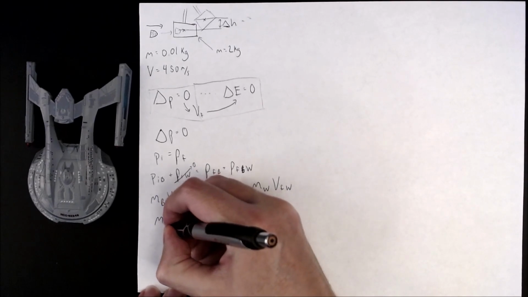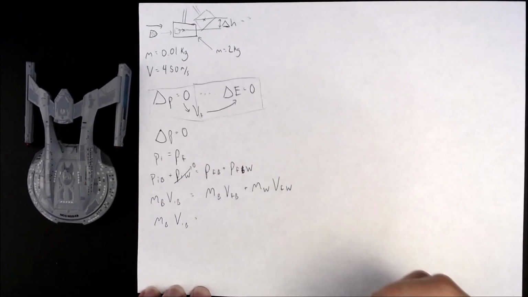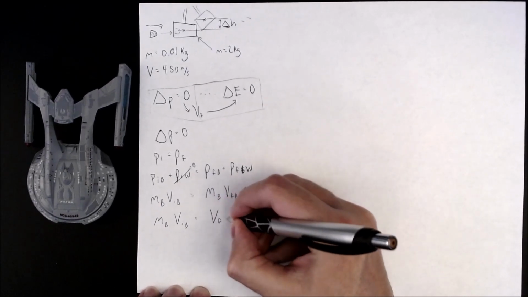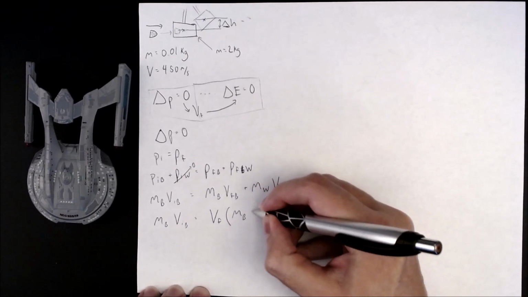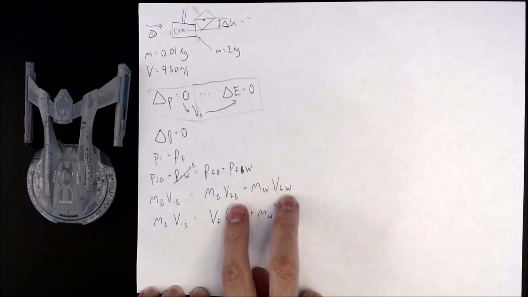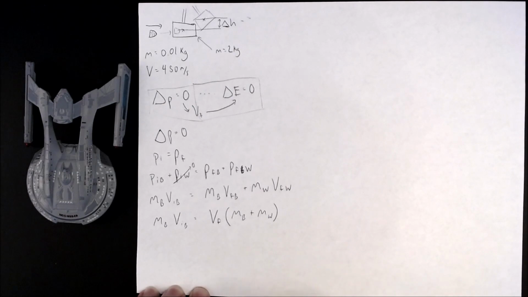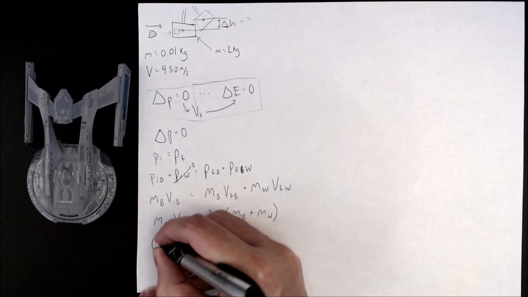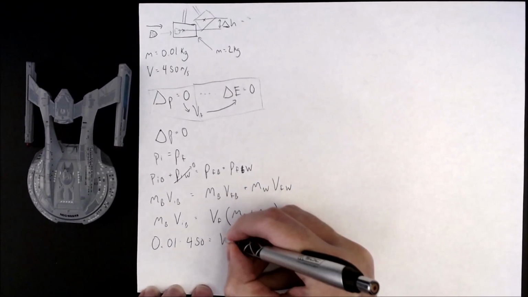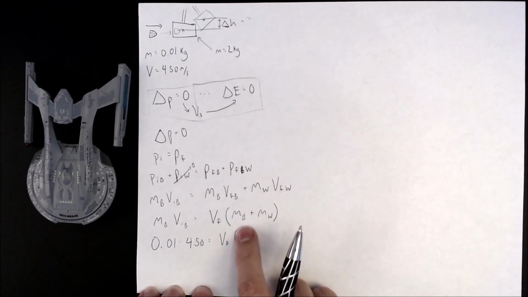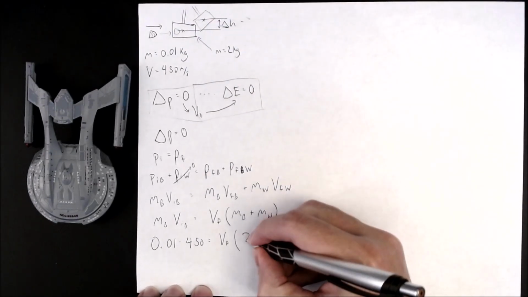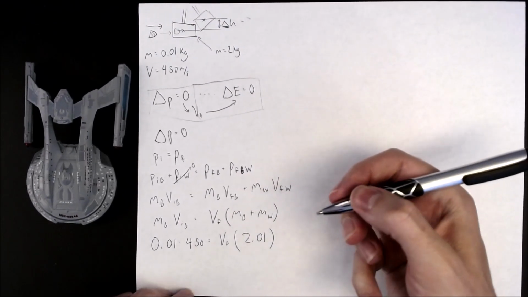We can say mass of the bullet times velocity initial of the bullet is equal to, we'll factor that out, the velocity final times the mass of the bullet plus the mass of the wood. So I've just set these two to be the same thing and factored it out. We can then plug in numbers: 0.01 times 450 is equal to the unknown final velocity times these two put together. Well, that's going to be 2 kilograms plus 0.01 kilograms, 2.01 kilograms.